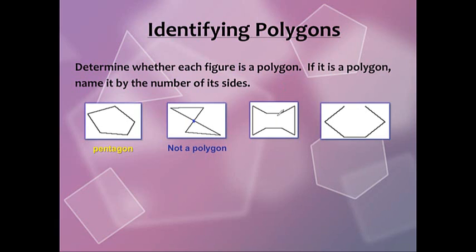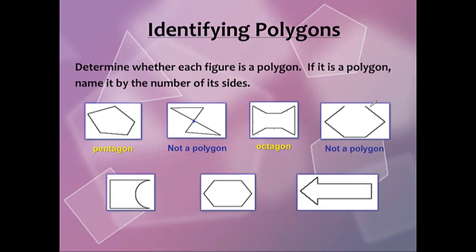For the third one, it is a polygon. We have 1, 2, 3, 4, 5, 6, 7, 8 sides. So if it's an 8-sided figure, it's called an octagon. And for the fourth one, we have a problem here. It's not closed. And that's part of the definition. It has to be a closed figure, so that would not be a polygon. Okay, take a minute, pause the video, and name these three shapes. Determine if it's a polygon, and then name it if it is.